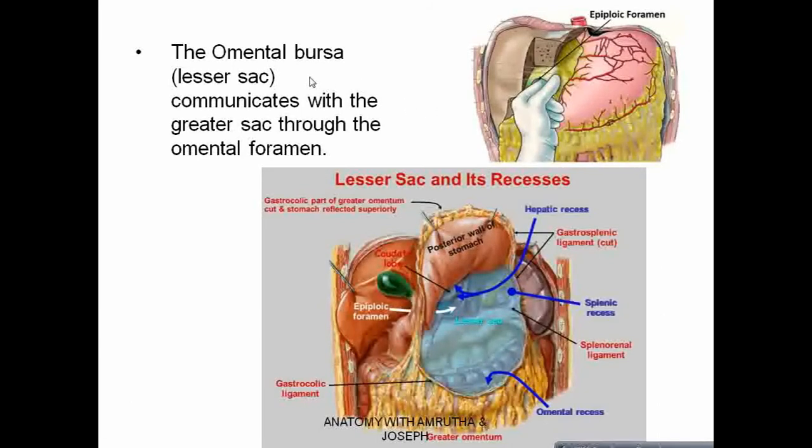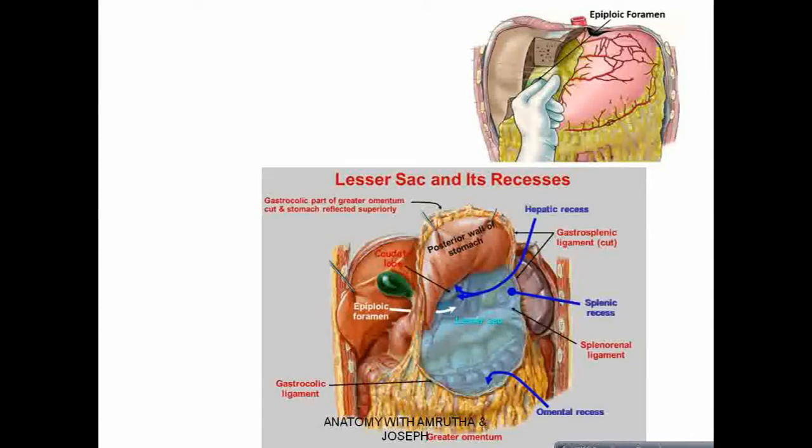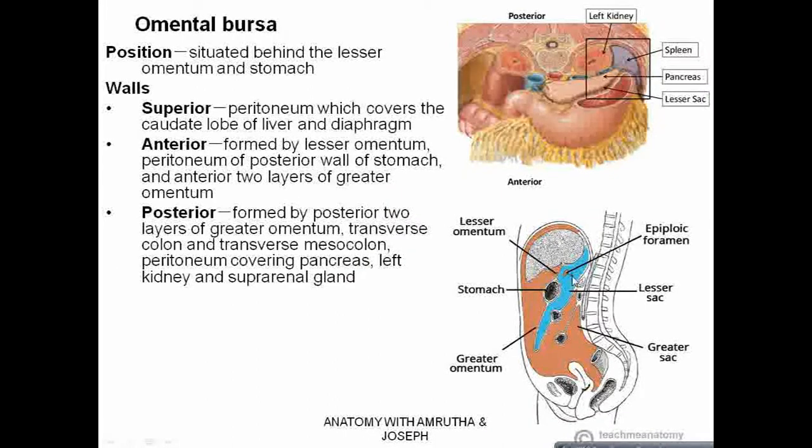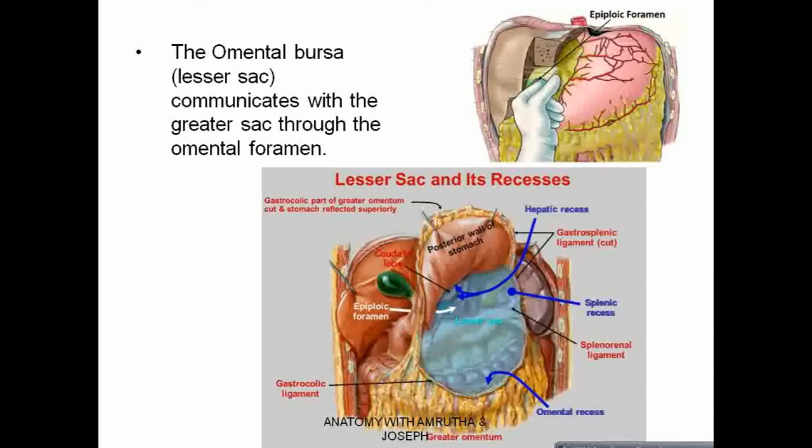Now the omental bursa, lesser sac, communicates with the greater sac through the omental foramen. So the greater sac is connected or communicating with the lesser sac through the omental foramen. Now here, look at this. This is the lesser sac, this is the greater sac. Both are connected, both are communicating through a foramen here. That's called epiploic foramen or the omental foramen. Now omental foramen is located here.